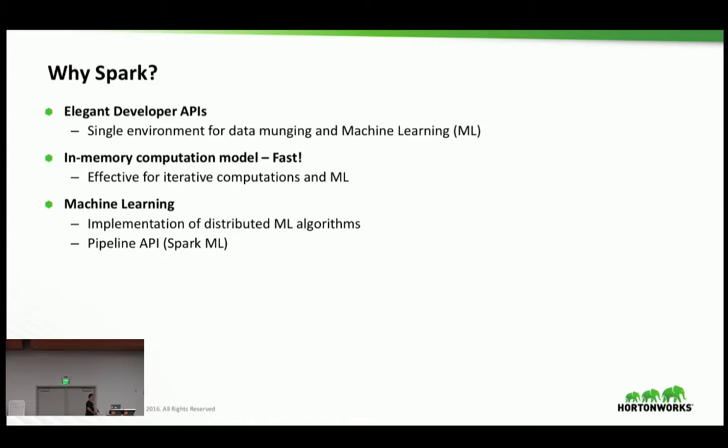So why Spark? Why do people care about it? Well, it's got an elegant set of APIs. It's a single environment for data munging or data cleansing. It's phenomenal for machine learning, distributed machine learning. It's got that, again, in-memory computational model, which is fast. And implementing machine learning models, especially with Spark ML, these pipeline machine learning models, is efficient and fast.